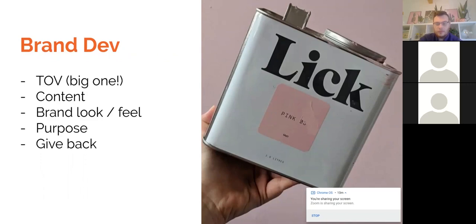A good example is, a playful tone of voice would be Innocent, whereas a more serious and knowledgeable tone of voice would be someone like Rapha, the cycling brand.